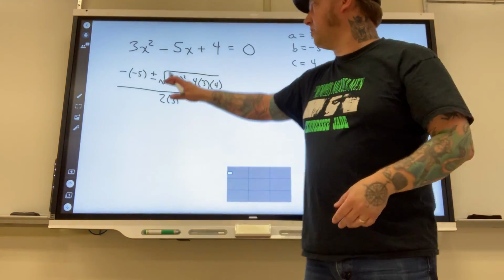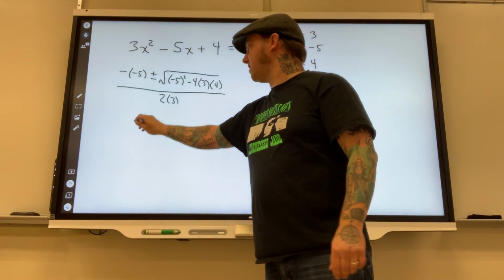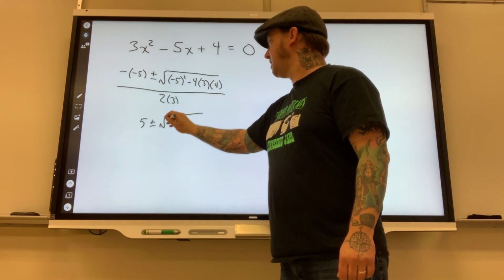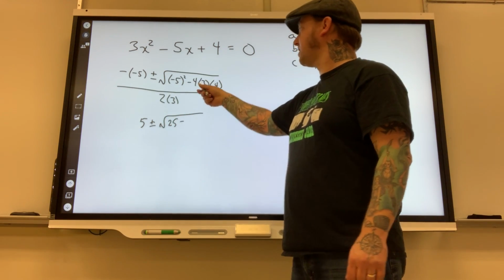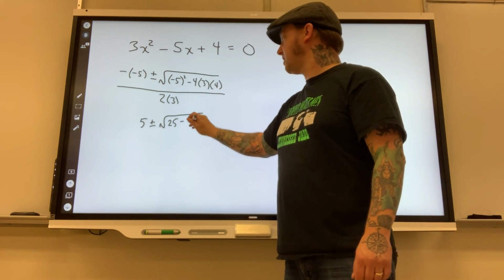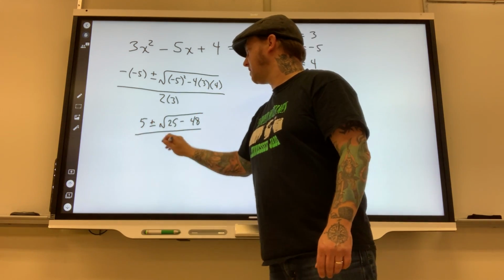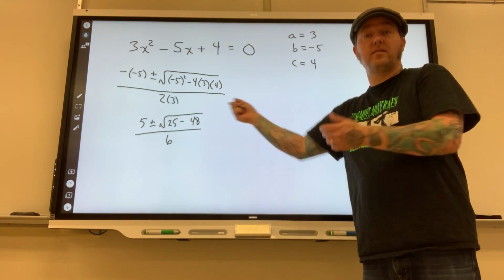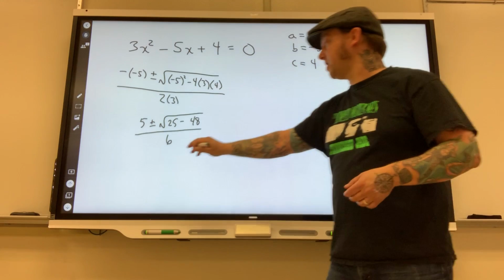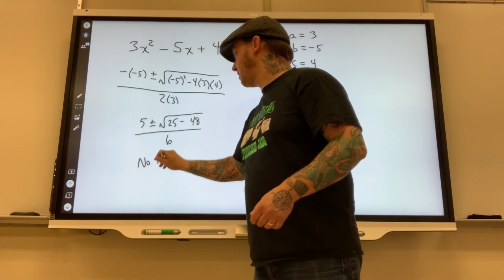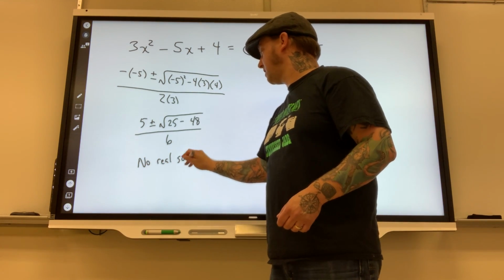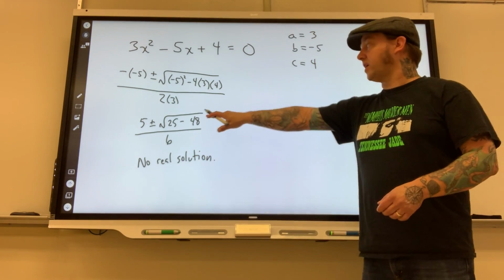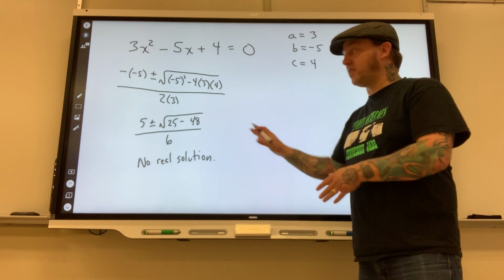And then all you have to do is simplify. So negative 5 is 5. That's 25 minus 4 times 3 times 4. That's negative. We're done. There's no real solution. Okay? This is why I like to look at the discriminant first.